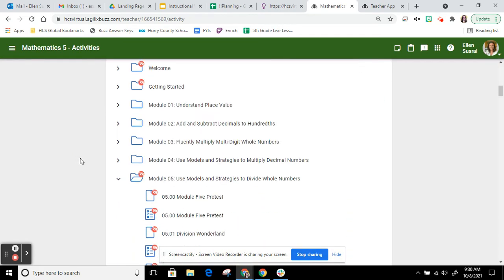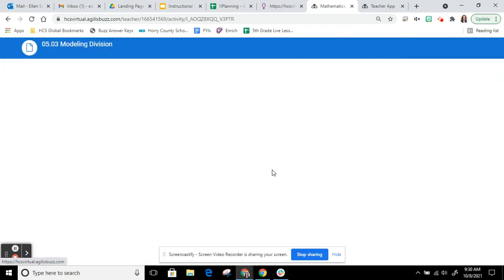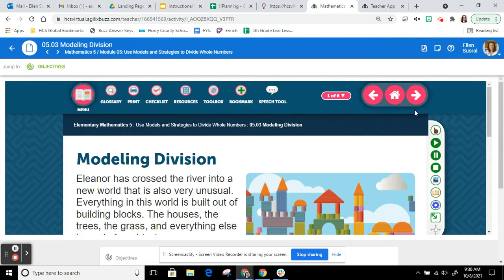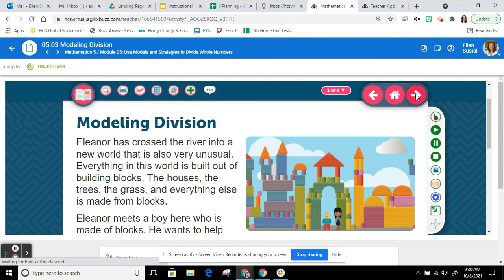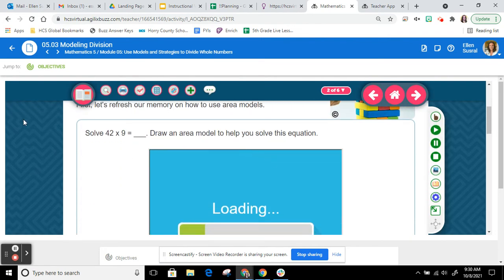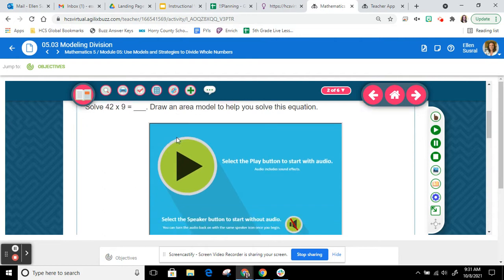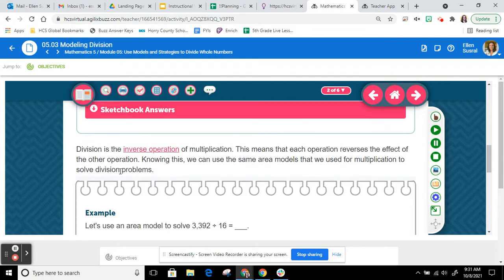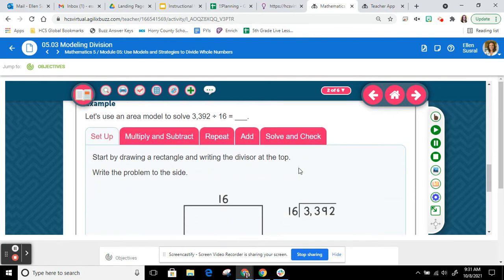We are looking at Module 5 and we're looking at Lesson 05.03, Modeling Division. You're going to want to make sure you go through this lesson very slowly and very carefully, looking at all of the examples. First page shows you what you're going to learn, and then right away in the second page you've got some examples. You've got a review on area models when you're multiplying. That's going to be a great review because we're going to be using area models to divide. And then it gets right into your first example, 3,392 divided by 16.